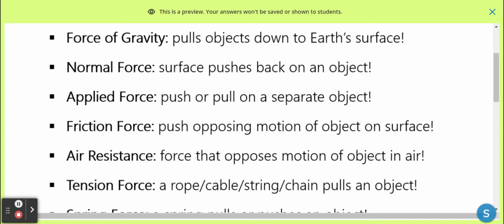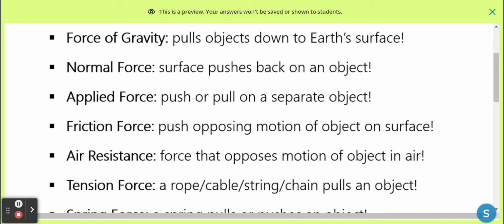We have applied forces where something separate is pushing or pulling on the object we care about. So, if we're looking at how a box is moving, then something other than the box is pushing or pulling on it, and so that force is applied by something else. So that's an applied force.